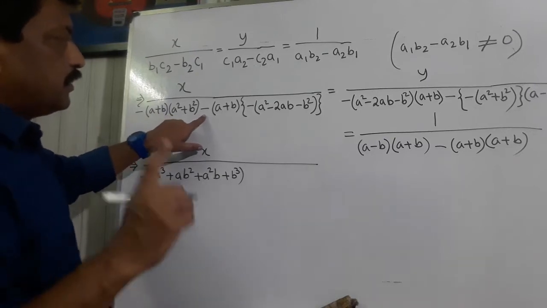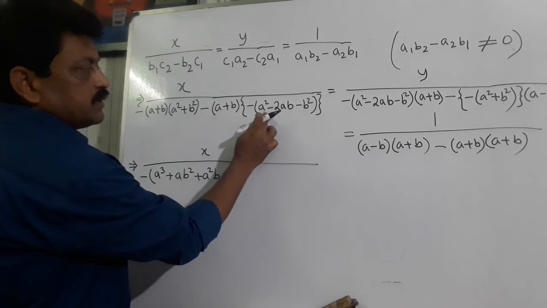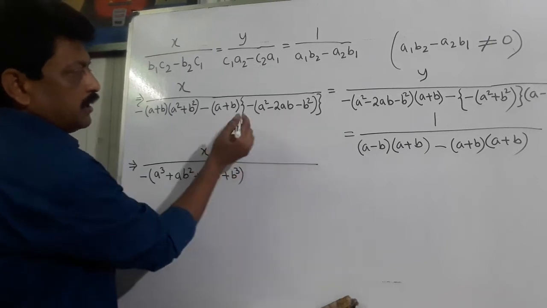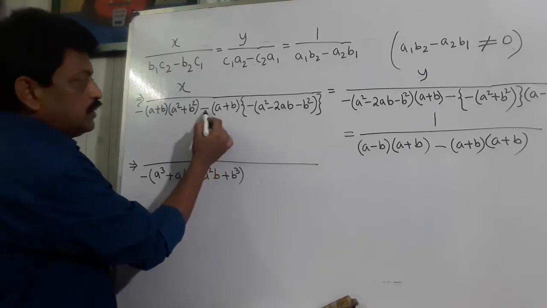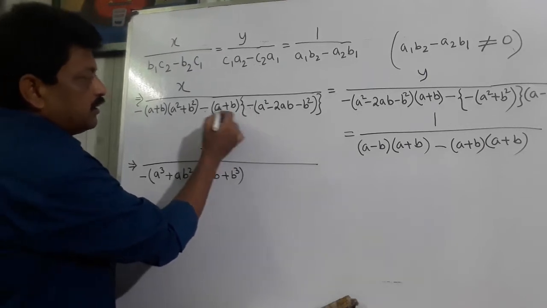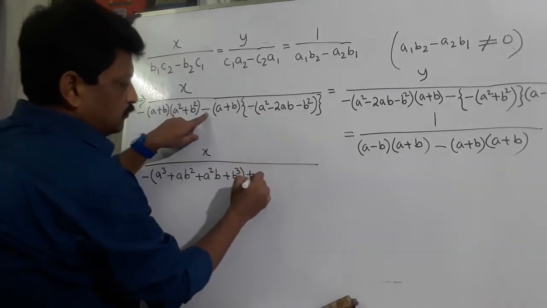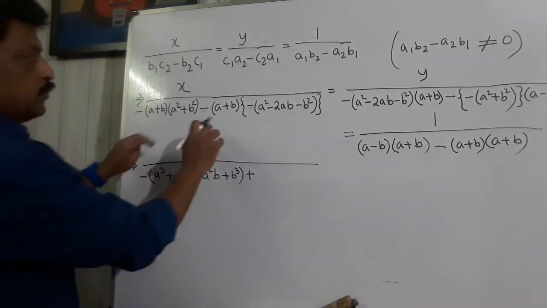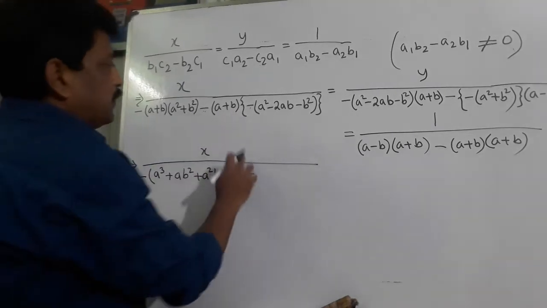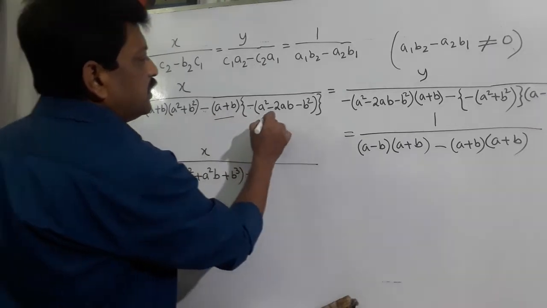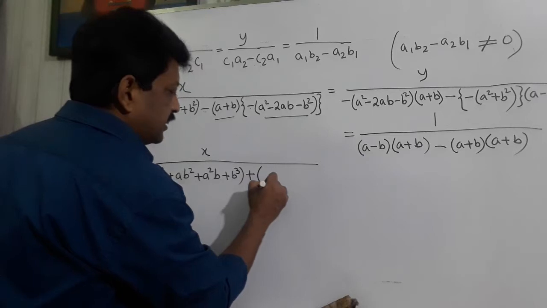Now the second part. See here, this a plus b will be multiplied with a square minus 2ab minus b square, and both are having negative sign out in front of them. So these minus signs, these together are being multiplied, so they will become plus. So I have removed these two negative signs and a plus sign is there now. So I have to multiply a plus b with a square minus 2ab minus b square. So let me write inside the bracket only.